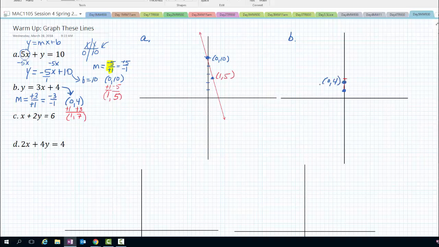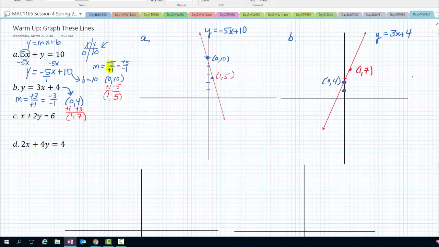Okay, so now if I go up 3 and to the right 1, we have 1, 7. Make sure you're labeling it in the right order, right? Another common error is to put 7, 1. All right, so there's that line. Is that what you got? Okay. All right, so remember this is the line y equals negative 5x plus 10. This is the line y equals 3x plus 4. Notice the line with the positive slope is going up and the line with the negative slope is going down, which is what we expect.